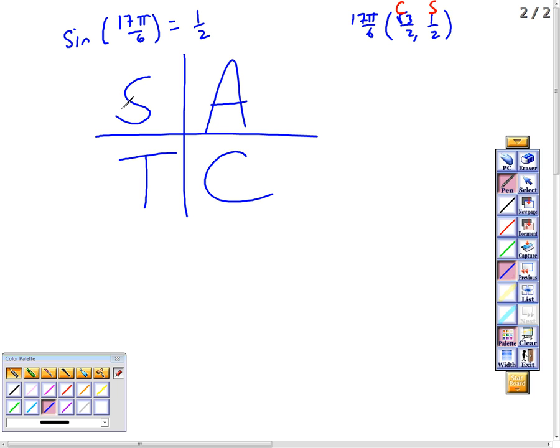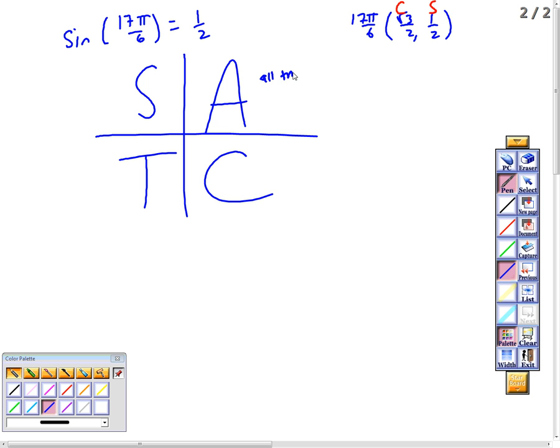Who's never seen this? Okay, this stands for, let me tell you, I read it as ASTC because that makes sense to me. The way your book says it is "all students take calculus." That's ridiculous. Not everybody takes calculus. So "all students take classes" is okay with me.